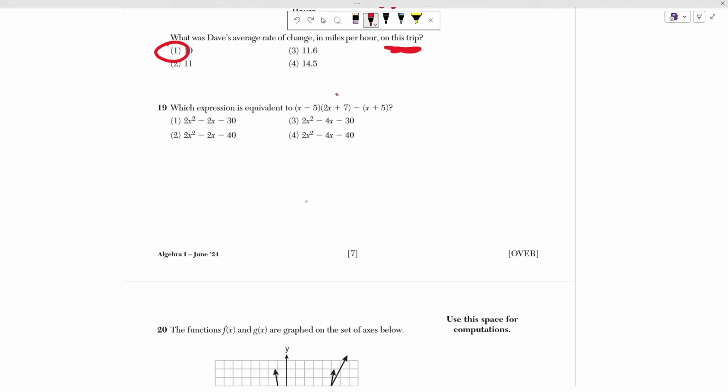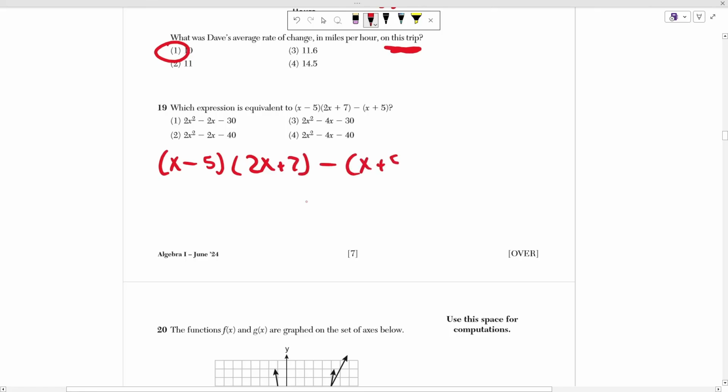So in order to do this, we just have to combine like terms, okay? So let's do that. We have (x - 5)(2x + 7) - (x + 5), okay? So let's do the first thing. Here we're going to have to deal with multiplication, so let's multiply, in order to break them out of the parentheses, because we're going to go from left to right.